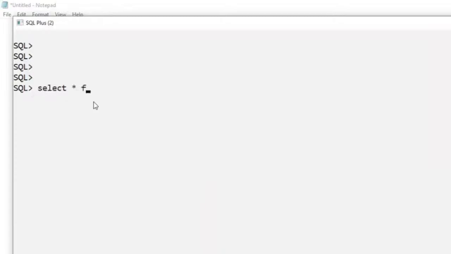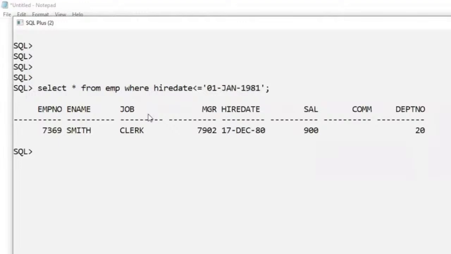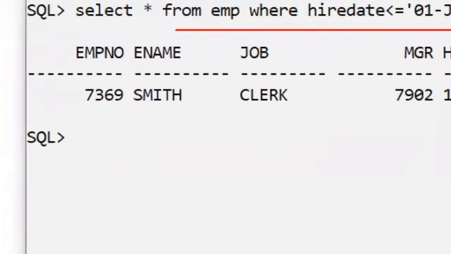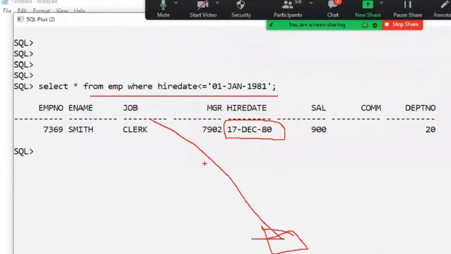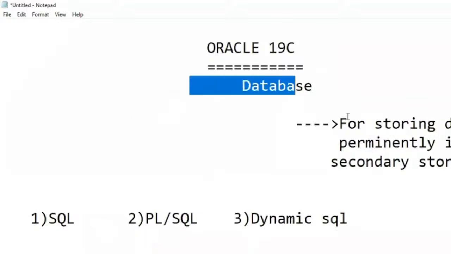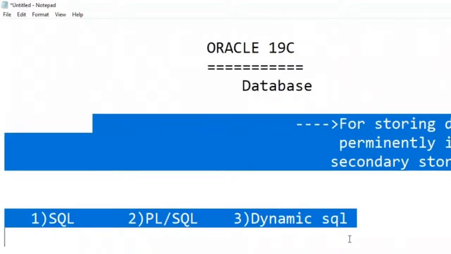Observe here: select star from table name where hire date is less than or equal to 1st January 1981. They just write the queries, and the data is automatically displayed. With a single line of code, the employees who joined before 1981 are automatically retrieved from the database. That's why efficient data retrieval is most powerful, and it is possible only through these databases and these languages.